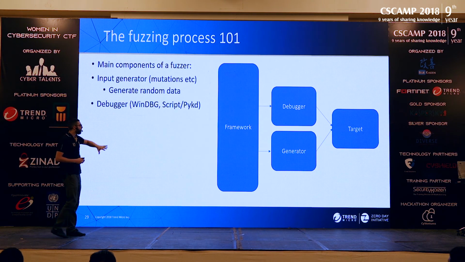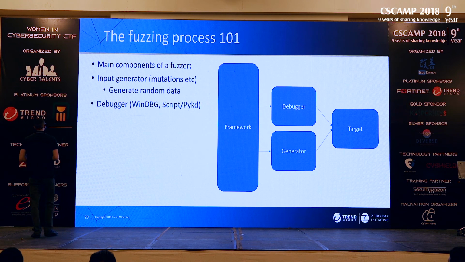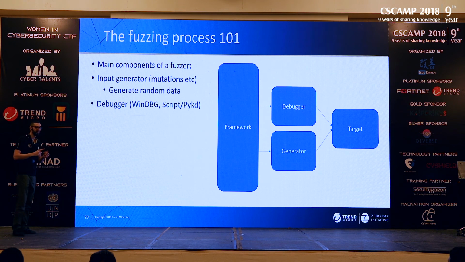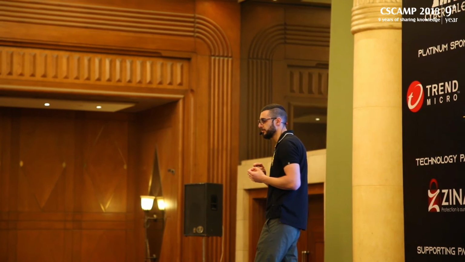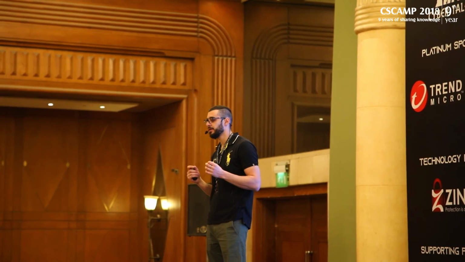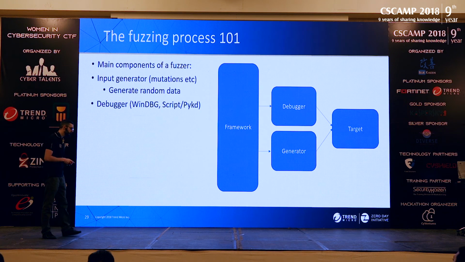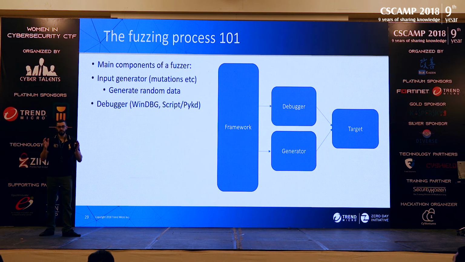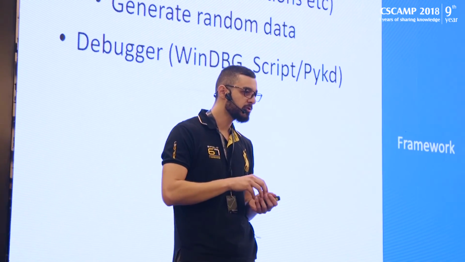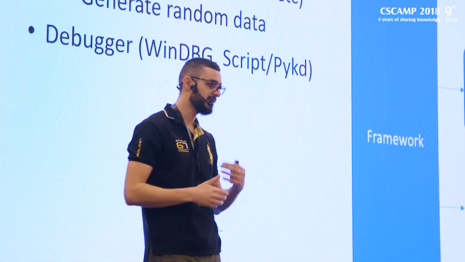So I broke down the whole fuzzing process. It's basically composed of two things. You have the generator, and you have a debugger. The generator is something that generates data for you to throw at a certain application. And the debugger is something that listens or waits for a crash to happen. So you throw data at an application, and you have a debugger that listens, waits, and if there's a crash, it's going to collect that information and tell you there's a crash.